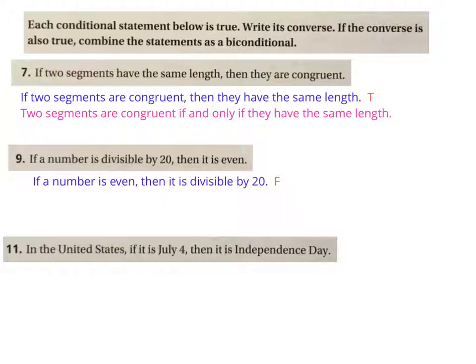I don't like it. I'm going to say false, and I'm going to follow it up with a counterexample. If a number is even, then it's divisible by 20. 4 is not divisible by 20. Okay, so we can't write the biconditional for this because the converse has to be true as well.